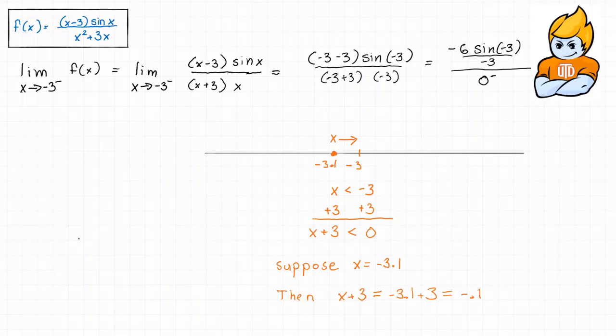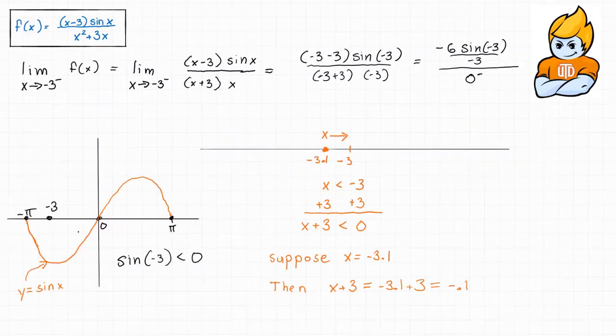Next, consider the numerator, in particular sine of negative 3. Negative 3 is between negative pi and 0. From the graph of sine, we see that sine is negative at negative 3. Hence, we get a negative numerator and a denominator that goes to 0 from the negative side, so our limit is positive infinity. Next, we let x approach negative 3 from the right.